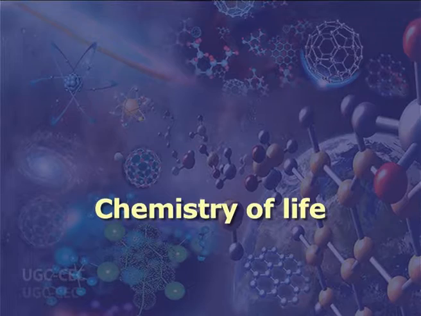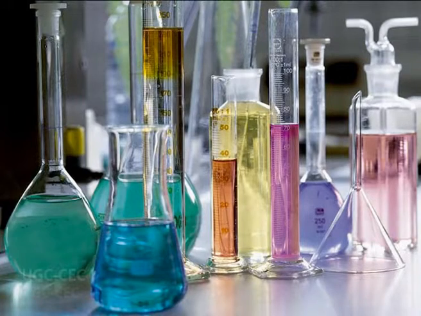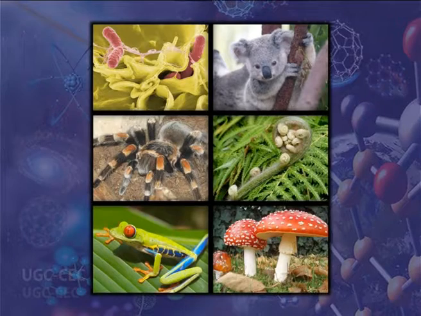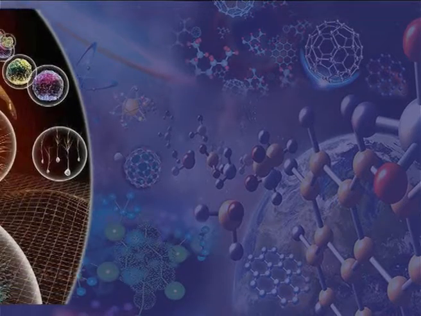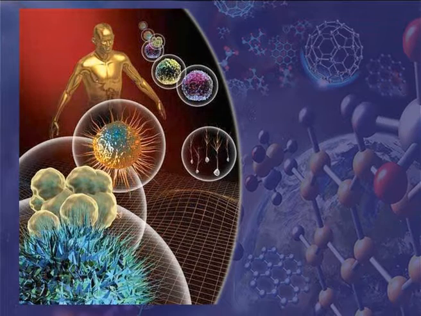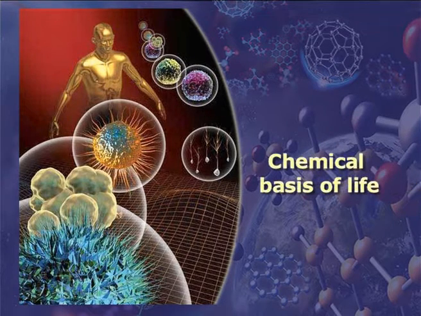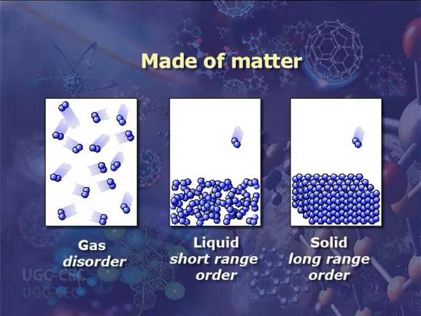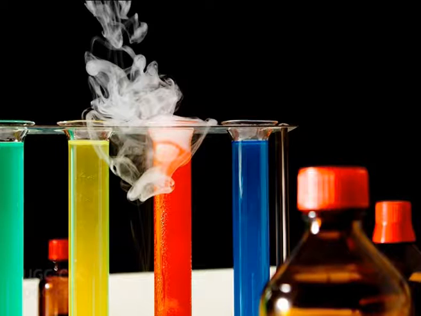Chemistry of life. Life is a chemical process. All aspects of living creatures have a chemical basis. An understanding of life requires an understanding of the chemical basis of life. All things are made of matter. Matter, in turn, is made up of chemical substances. In this lesson, we will learn about the chemical substances that make up living things.